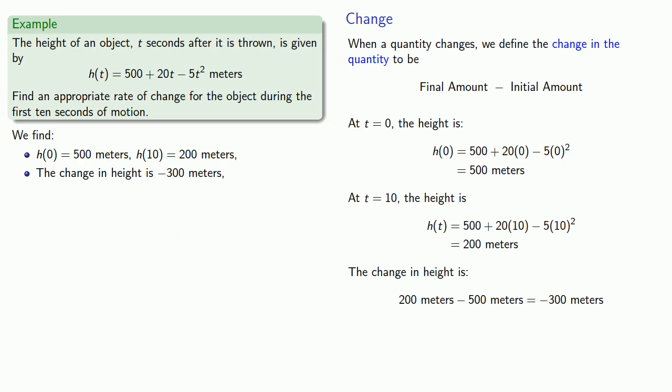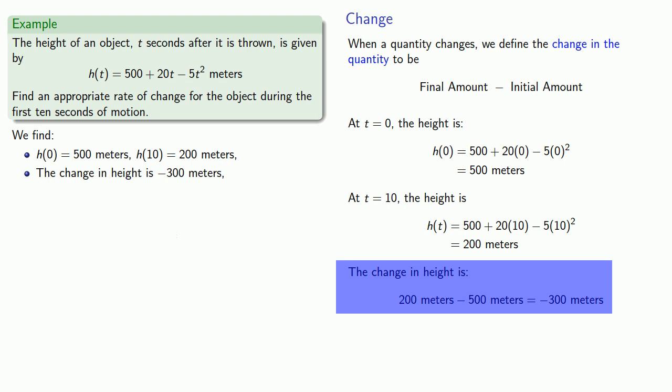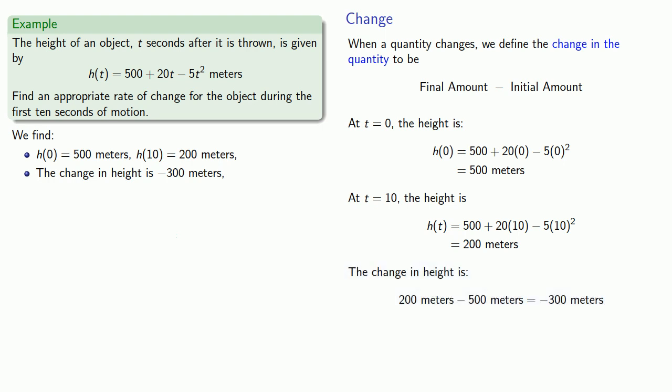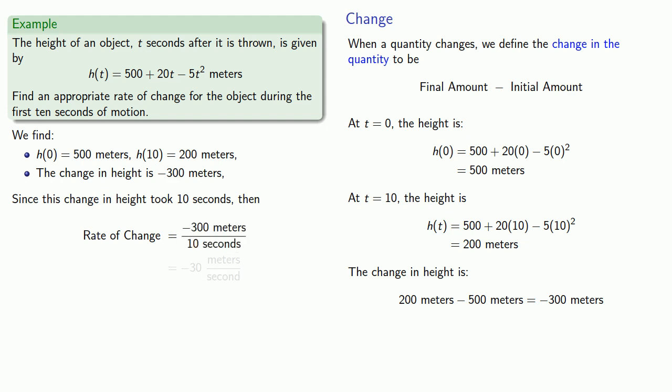And finally, we want to find the rate of change. That's the ratio of two changes. And in this case, one of those changes is this change in height, minus 300 meters. And the other thing that changed was the amount of time. And since we looked at the interval during the first 10 seconds of motion, the amount that time changed by was 10 seconds. And so our rate of change, our ratio of the changes, is minus 300 meters over 10 seconds, and that works out to be minus 30 meters per second.